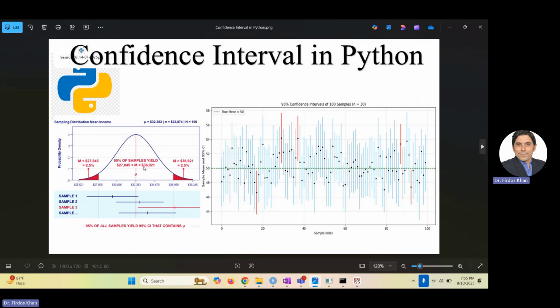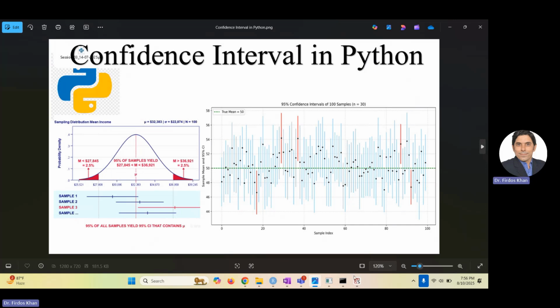This is another interpretation of this. Some interval is calculated for this region and for this region, and the mean value will be covered like this. Now it is explained here. This is the mean value, and this interval covers the mean value, and this one covers the mean value. The fourth sample covers the mean value, but the third line, which is represented by the red line, does not cover the mean value.